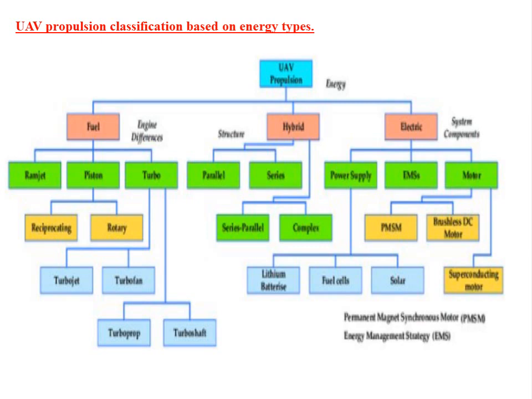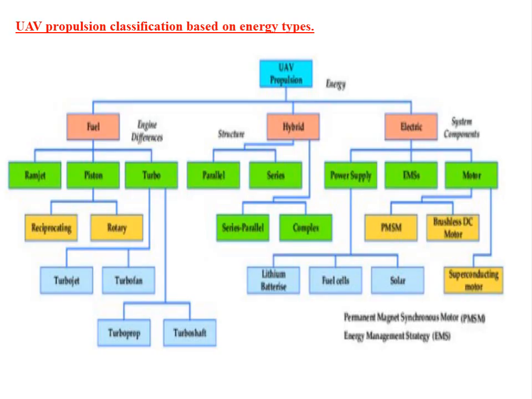The fuel type will be classified based on the engine differences. The piston is further classified into reciprocating and rotary. The turbo is classified into turbojet and turbofan, and further classified into turboprop and turboshaft. The hybrid has the series type, the parallel type, and the complex type, based on the different types of structure.